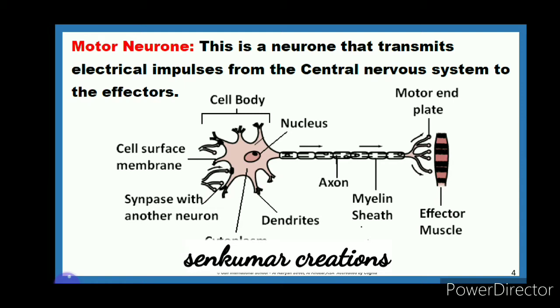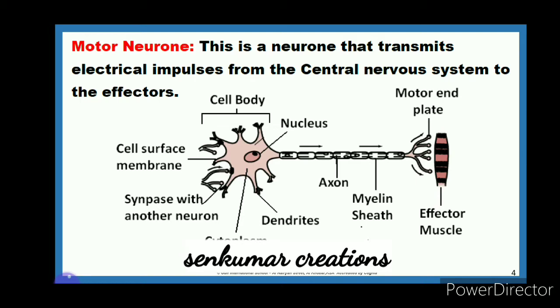Don't forget. And you can see the elongated part from the cell body called the axon. The axon is covered by the myelin sheath. The myelin sheath is the insulation. In a wire you can see the outside plastic coating, right? Inside there is the copper wire. The copper wire is like the axon here, and the plastic coat is like the myelin sheath. And the motor end plate joins with the effector muscles. Effectors means muscles. So this is the motor neuron.